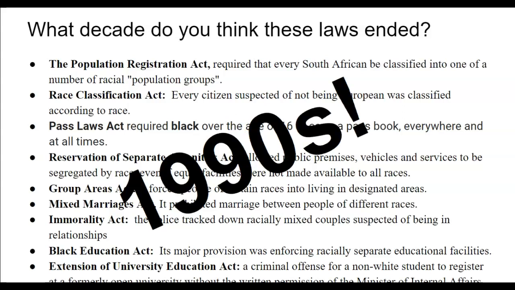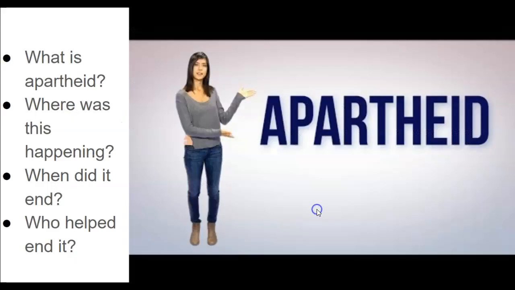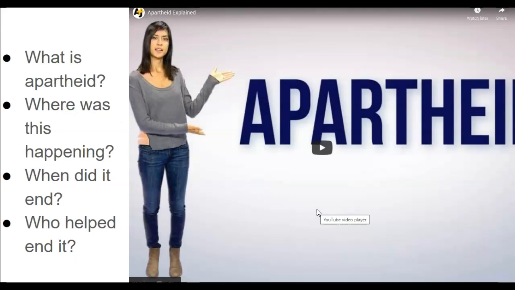So, if you hadn't guessed, it's the 1950s. Pretty shocking. Now, you may think that was forever ago, but it was not that long ago. It seems pretty recent for many of these acts. And South Africa's policy of separation is called apartheid. So we're going to take a look. We're going to watch this video.